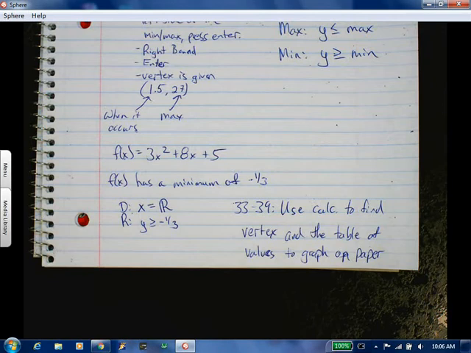Okay. I'll let you get going and let me know if you have any questions that come up. There is a word problem thrown in there as well. I'll let you chew on that one for a little bit. Let me know if you get stuck.